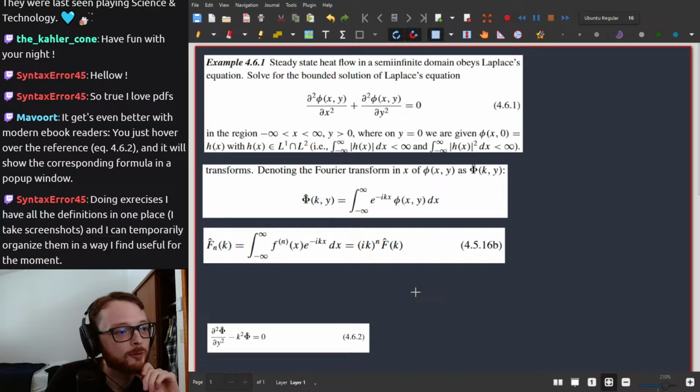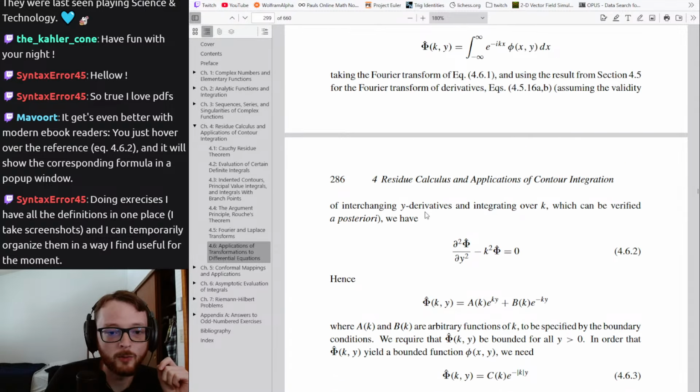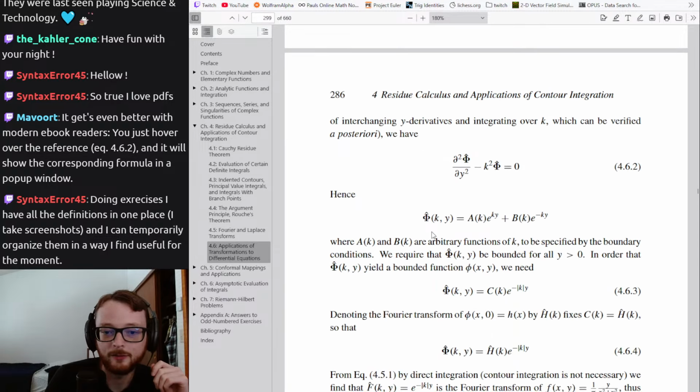It gets even better with modern ebook readers. You just hover over the reference 4.6.2. It'll show the corresponding formula. Yes, that's what I would like. I don't have that here because this is just a regular PDF that was scanned from the book or whatever. Probably not a scan, but you know, it's basically that. But if you properly do it as an ebook, they usually have links where you can just hover over it and it'll pop that up. That's kind of amazing.